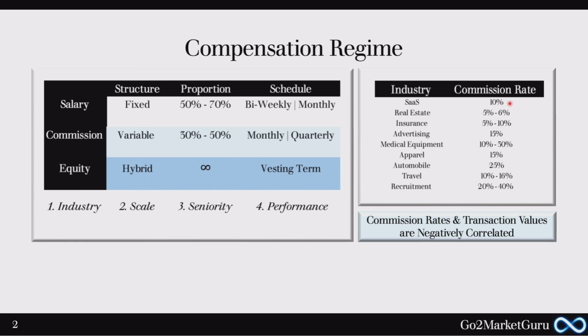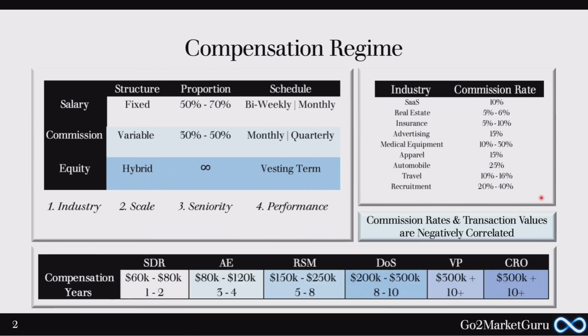I will note that depending on the industry you decide to go in, commission rates will vary. An industry standard for SaaS, software as a service, something we'll talk about in the next lecture, which focuses on technology, is 10%. But real estate is more like 5%, advertising 15%, apparel 15%. A common theme is that commission rates and transaction values are negatively correlated. So the higher the value of the good or the service that you sell, the lower the commission rate, and vice versa.